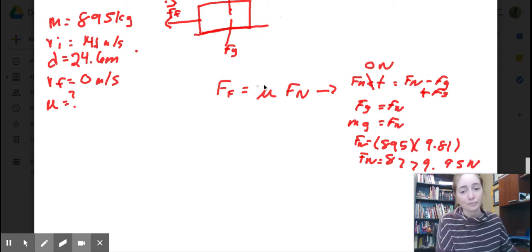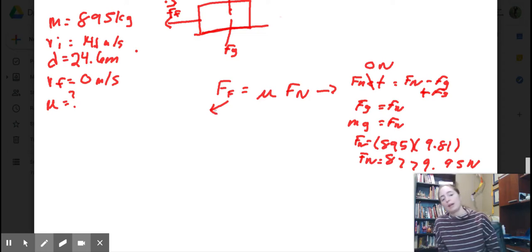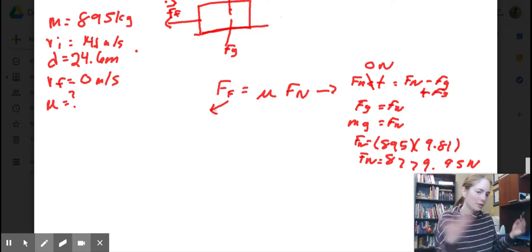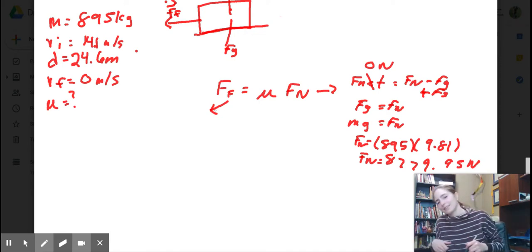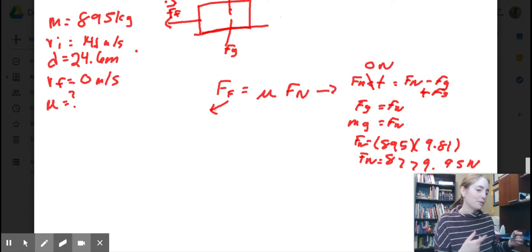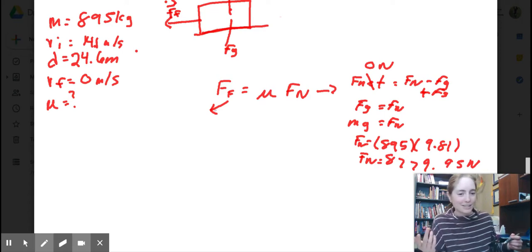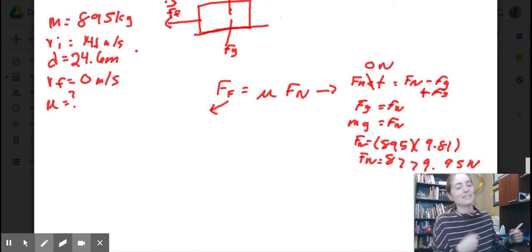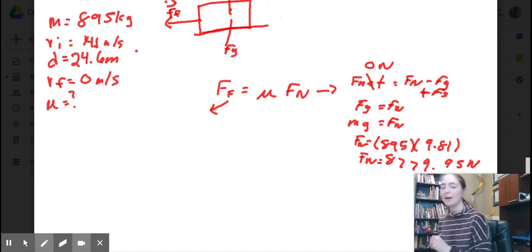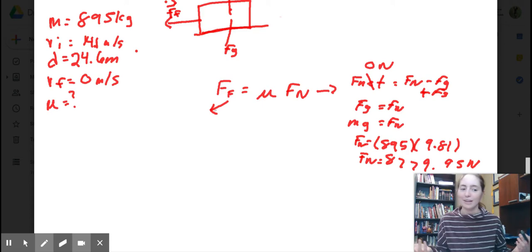So let's think about our force of friction. And let's think about our net force on the x. What's our only force on the x? Force of friction. Now the car is slowing down. So what type of motion is this? Accelerated. Excellent. The motion is accelerated motion. So that means, are we going to have an F-net?